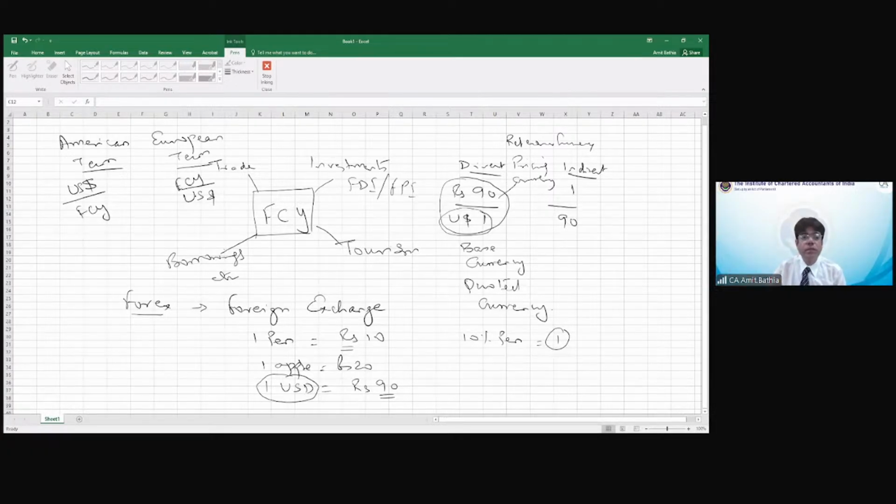Now, between these two, internationally, either you are expressing in terms of American term or European term. You will find in India, the quotes that we generally follow is, say, for example, this particular direct quote, right? This is how we generally quote the currency exchanges. So, in other words, we are expressing in European term. Yes, US dollar over here, you can see, is in the denominator. That is what we follow. So, we are also following the European term of expression, right?